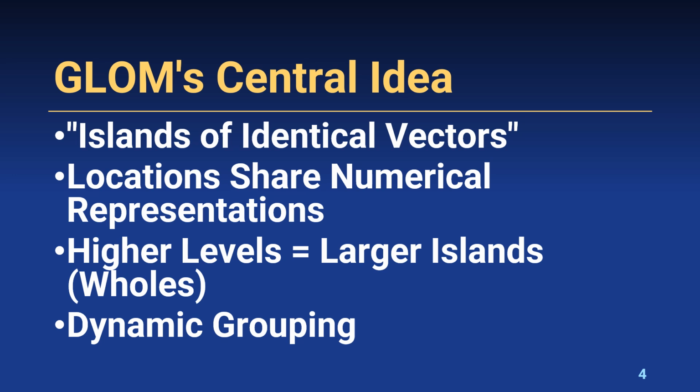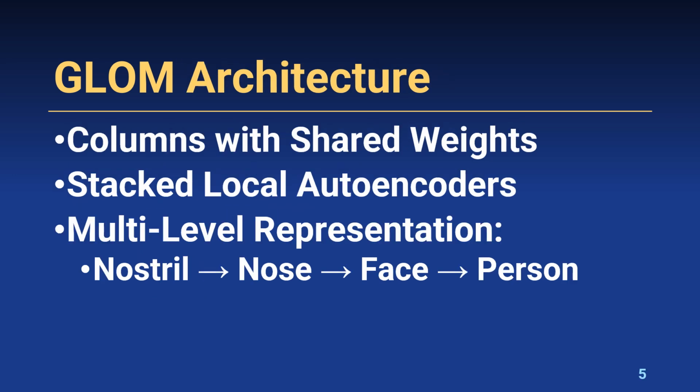Instead of pre-allocating neurons to specific parts, it uses islands of identical vectors to represent the nodes in the parse tree. Think of it like this: for a given image, all the locations that belong to a particular part, say, a nose, will converge on nearly identical numerical representations, or vectors, at a specific level within the network. These identical vectors form an island. Higher levels of the hierarchy will then form larger islands, representing wholes, like a face, that encompass multiple part-level islands.